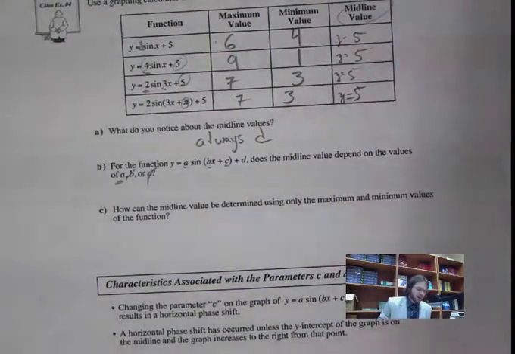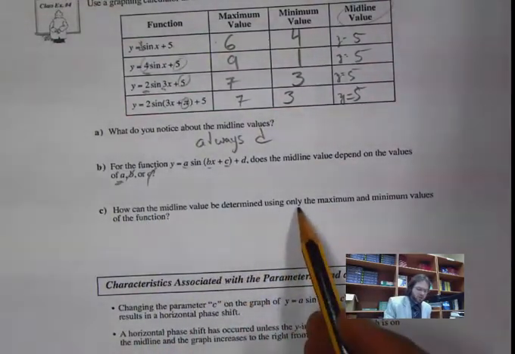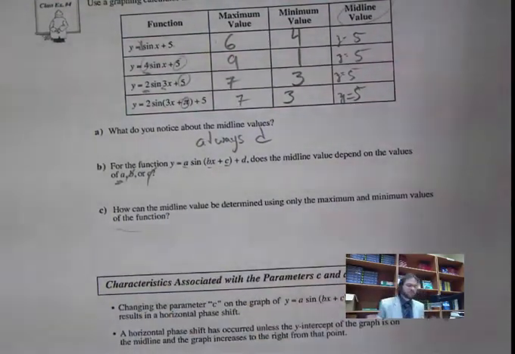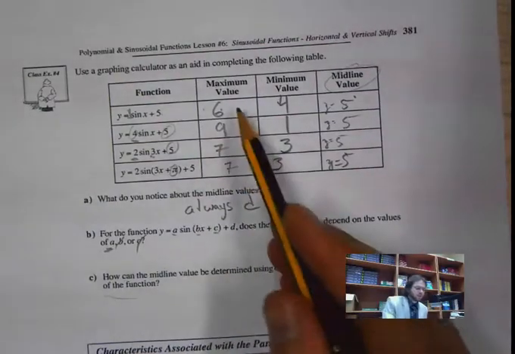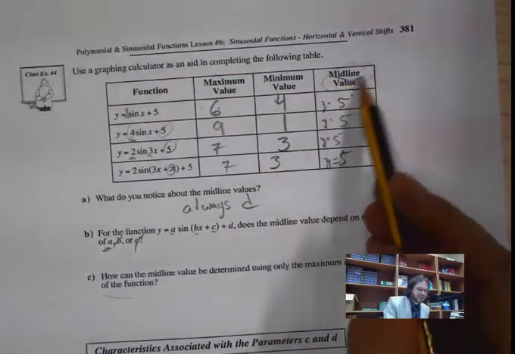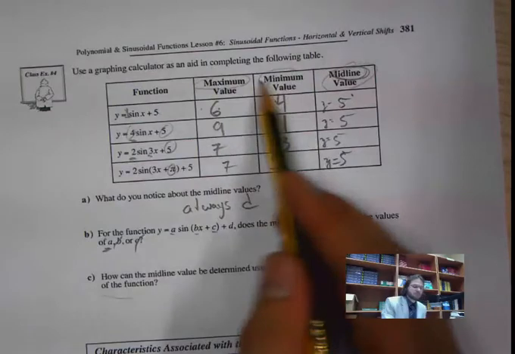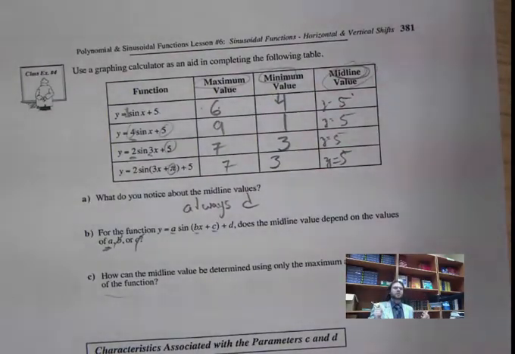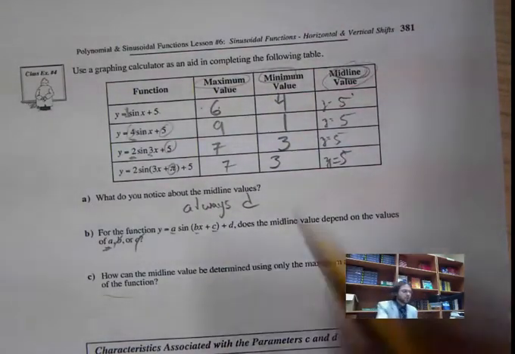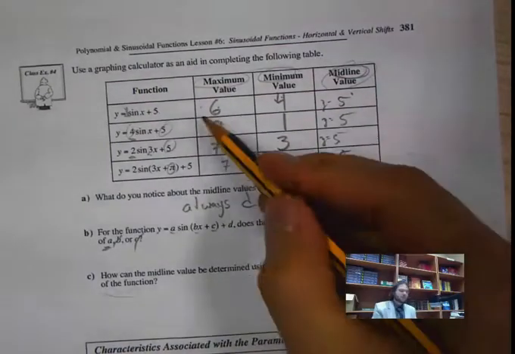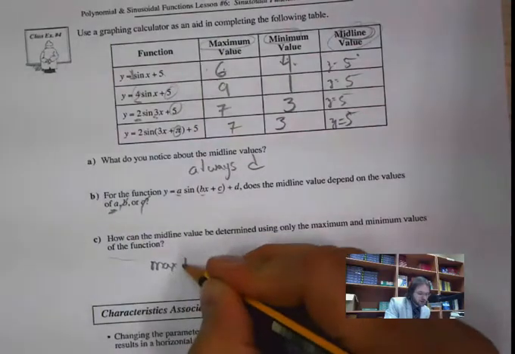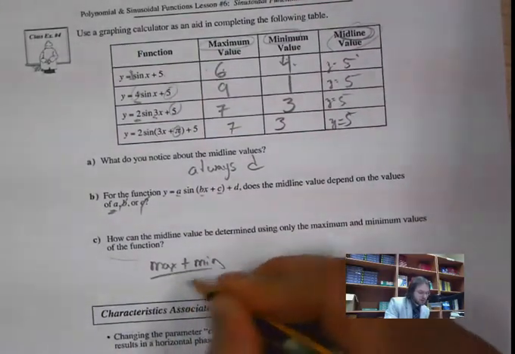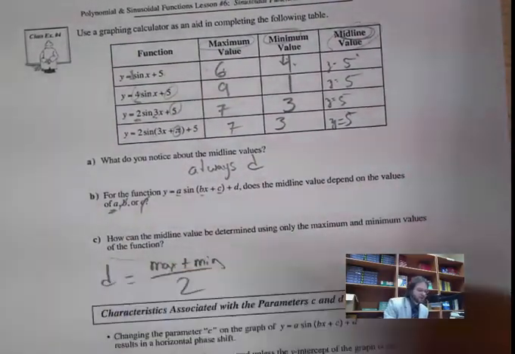So how can the midline be determined using only the max and minimum values of the function? Well, if I look at this, what's the relation between these two values and that? Well, the midline is the middle value of the max and min. So how do I find the middle? It's like an average. So I'm going to add these together and divide by 2. 6 plus 4 is 10. Divide by 2 is 5. So I go max plus min divided by 2. And that will give me my D value, or my midline.